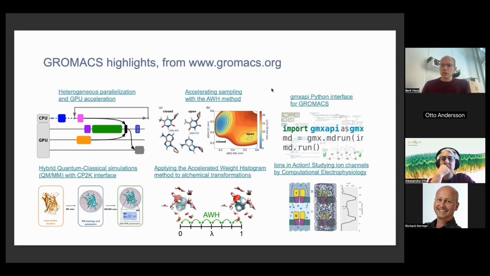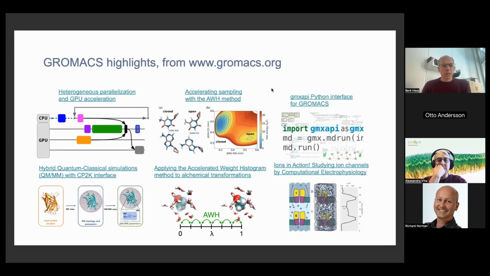Then there's the GMX API Python interface, which is a relatively basic interface that basically replaces the command line with a Python interface. We hope in the future to have a more advanced interface that keeps things in memory in the background, but we currently don't have that yet. This can be used to interface with all GROMACS commands using Python.